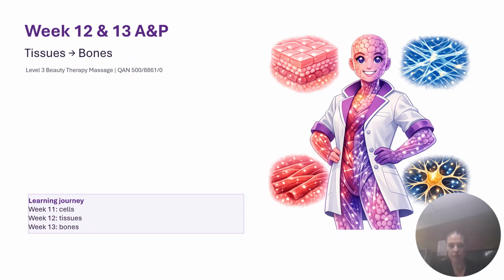This is all to do with level 3 beauty, and we're going into tissues. So the anatomy and physiology, and again, just reminding you the way I teach it, we've done cells, we're now doing tissues, then we're going into organ systems and bones. You want to keep the link between everything that you've done so far.